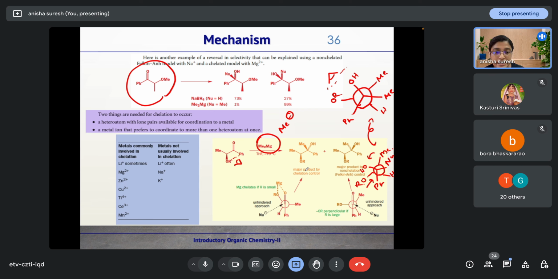Now, when we come to chelation, we have to rotate this OR such that it comes close to this carbonyl and can coordinate with magnesium. So the methyl group will be coming perpendicular to that of the carbonyl, and the hydrogen will be here, and the nucleophile will be attacking from this side. So it will result in the formation of this product where both the OH and OR are anti to each other. So the complete reversal of the selectivity is happening here.